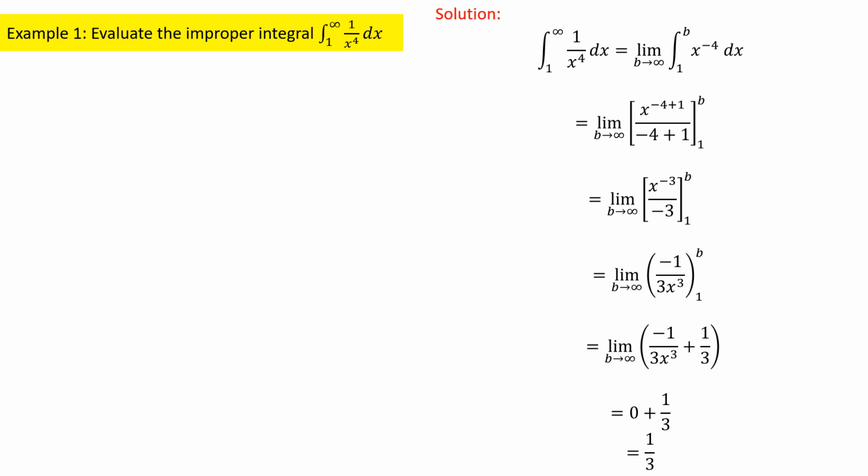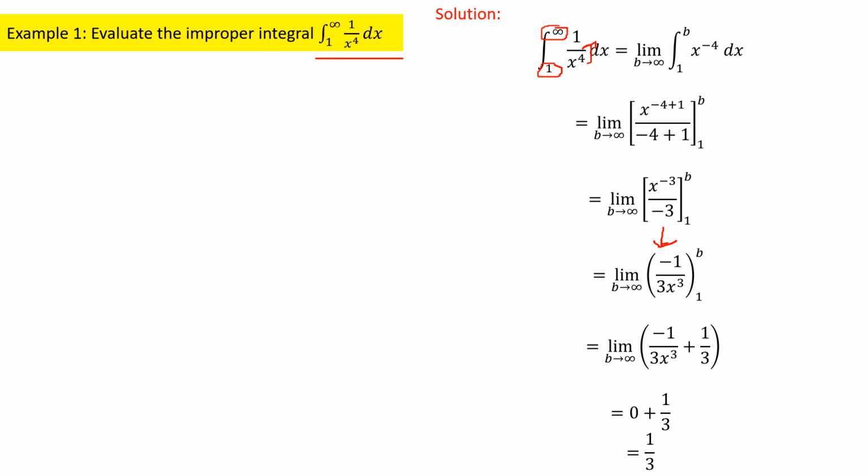Let us move on to the problems. Question number 1. Evaluate the improper integral, integral 1 to infinity, 1 over x to the power 4 dx. So here, this is my lower value a, which is 1. This is my upper value b, which is infinity. So I have to rewrite the given problem as limit b approaches infinity, integral 1 to b, x to the power minus 4 dx. So this function 1 over x to the power 4 becomes x to the power minus 4. Then by doing the integration, we will get x to the power minus 3 over minus 3. This I can write as minus 1 over 3x cubed.